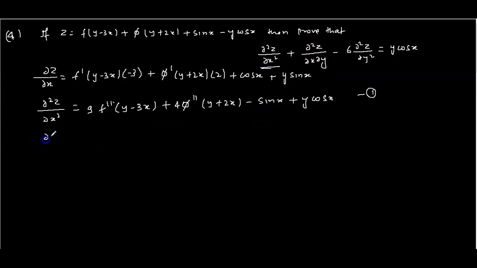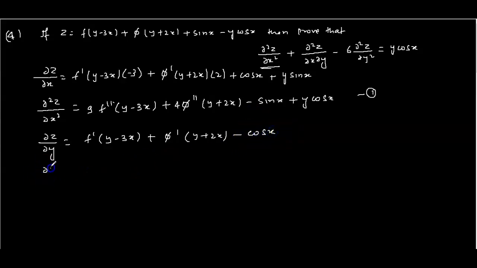Now you differentiate with respect to y. So this one becomes f dash of (y minus 3x), y differentiation is 1 and 3x is 0 because we are differentiating with respect to y. So plus phi dash of (y plus 2x) times 1 plus 0, so 1, plus sin of x differentiation becomes 0 because there is no y here, and this one y differentiation becomes 1 and cos x as it is, so it becomes minus cos of x.